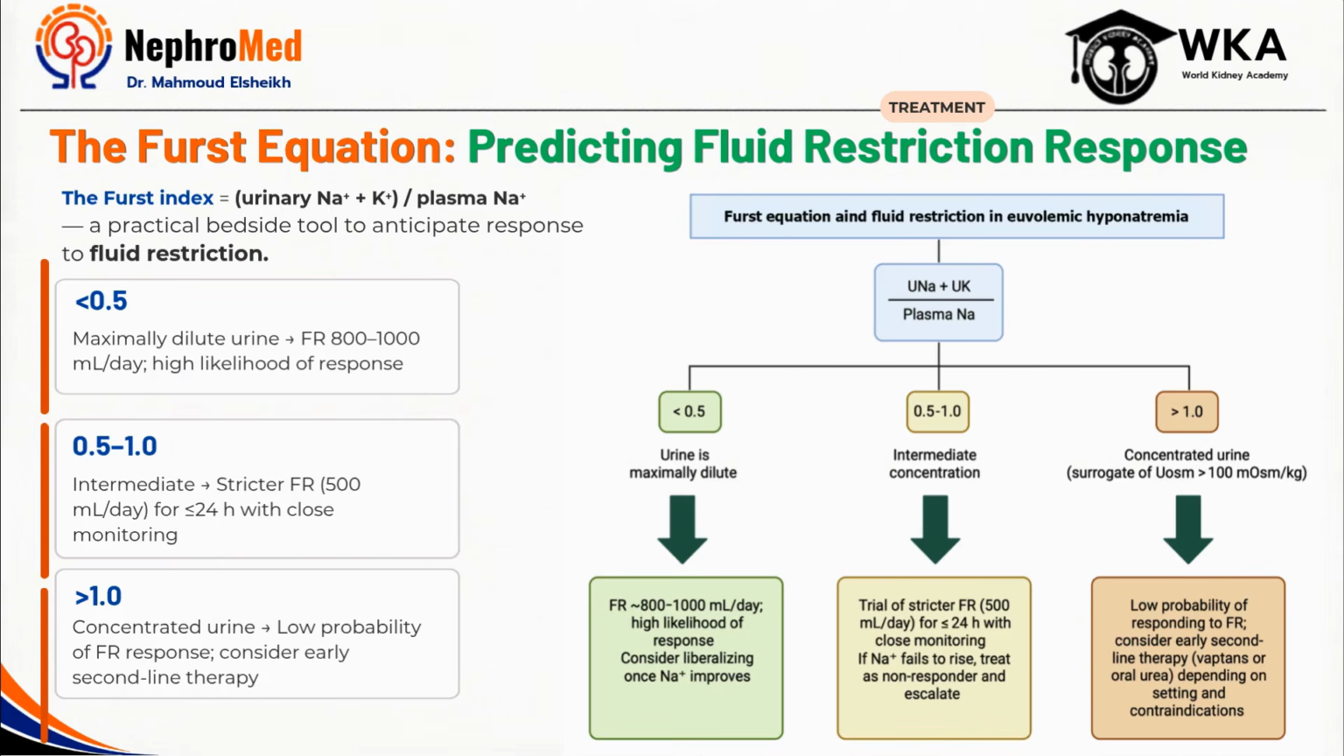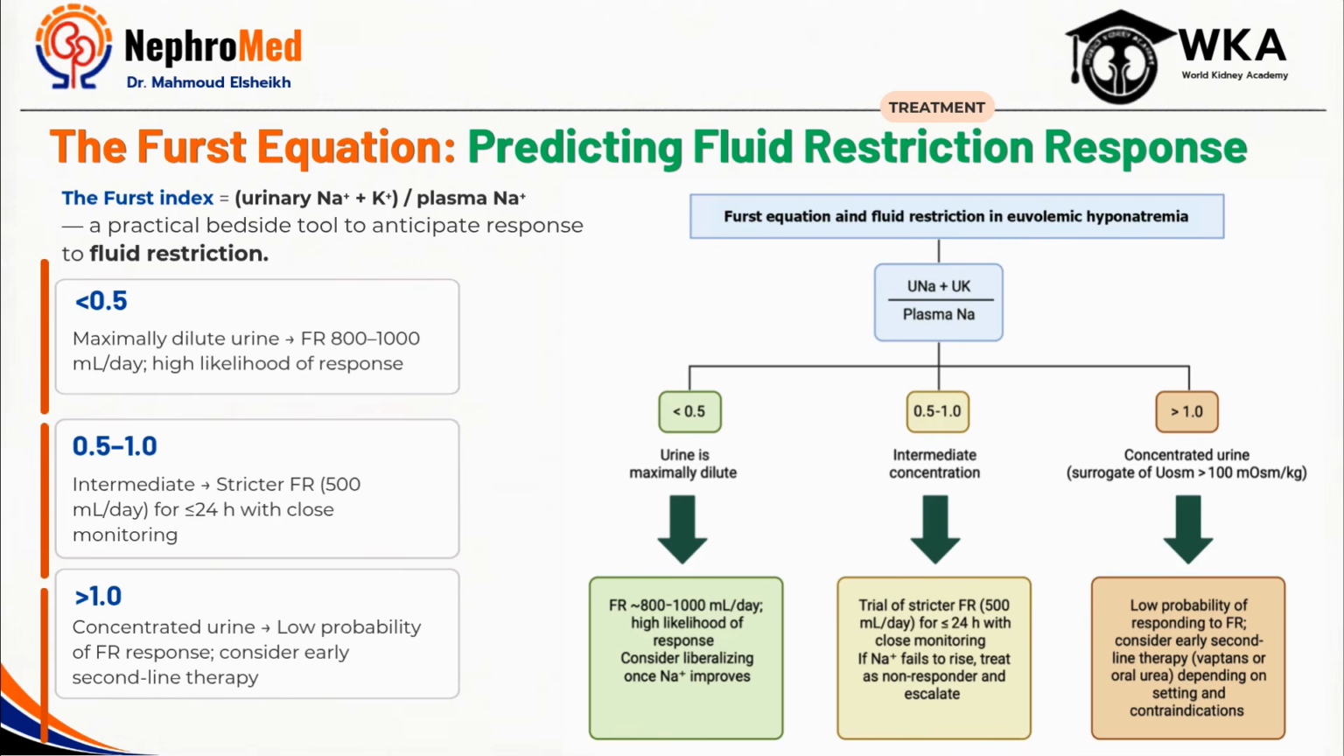One major challenge in SIADH management is predicting which patients are actually going to respond to fluid restriction. And this is where the Furst equation becomes clinically useful. This equation is very simple: urine sodium plus urine potassium divided by plasma sodium. This provides a practical bedside estimate of electrolyte-free water clearance and helps predict whether fluid restriction is likely to work. When the ratio is less than 0.5, the urine is relatively dilute.